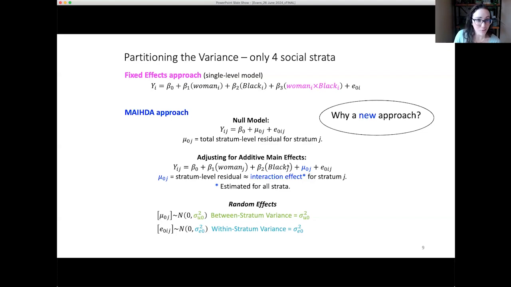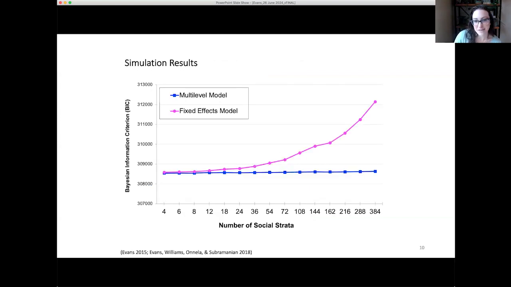So this looks a lot more complicated. Why on earth are we doing this? Why is it worth doing this? Why do we need this new approach when the math looks a little bit harder? Well, let's start out with this. I've taken, in this simple simulation, 30-ish thousand people and divided them up into different numbers of strata. So in that really simple example we had with 4 of them, there's not much difference between the 2 approaches, the multi-level MAIHDA approach and the fixed effects approach.